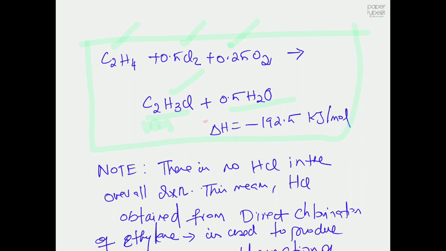So the overall reaction is an exothermic reaction. This also includes a pyrolysis step, but if you sum up the heat of reaction, the overall reaction is exothermic, and it releases a lot of energy, around 192.5 kilojoules per mole. And if you look at the equation, you will see there is no HCl on the product side.